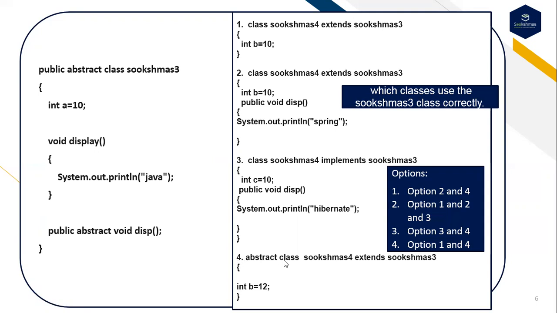And the next one is abstract class Sookshmas4 that extends Sookshmas3, and here int b is equal to 12. We are not providing any implementation for the display here. Here also we are not providing.